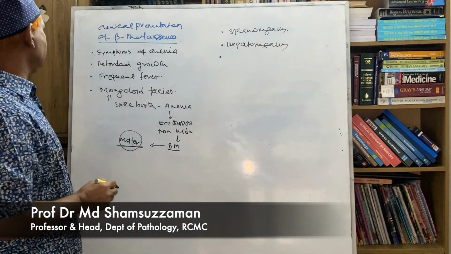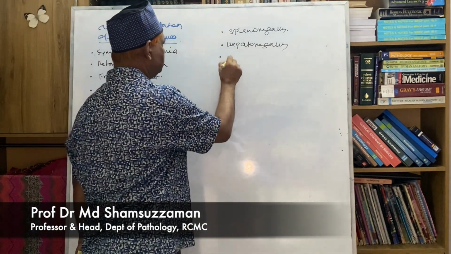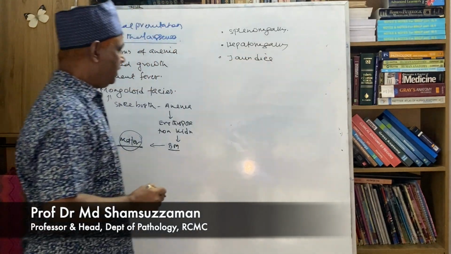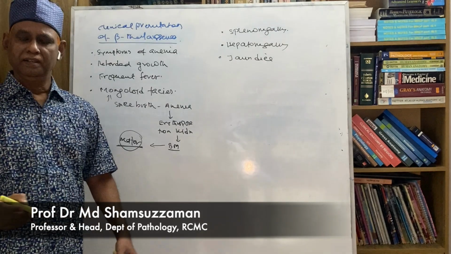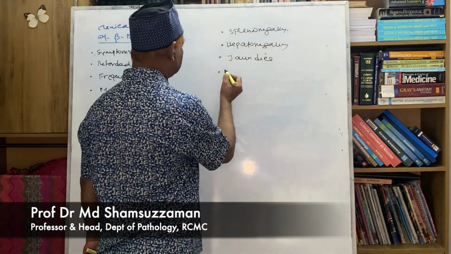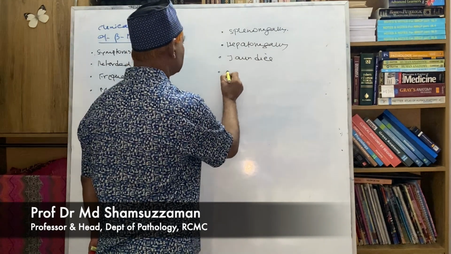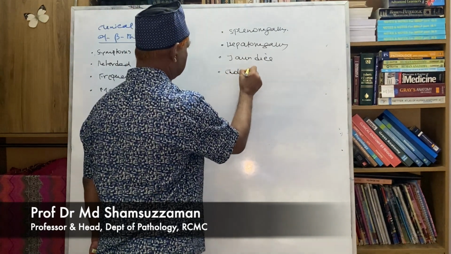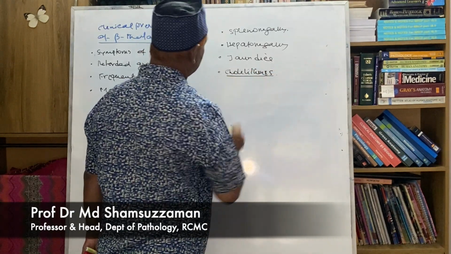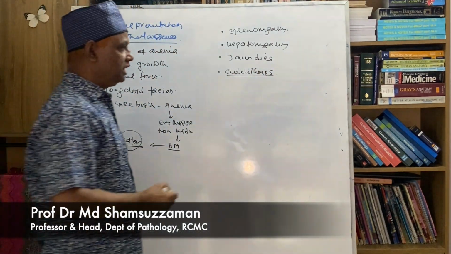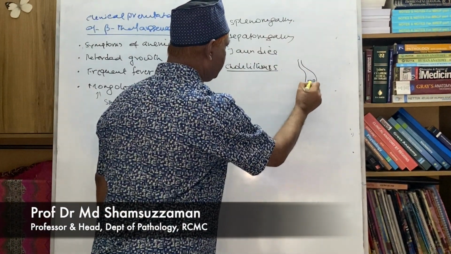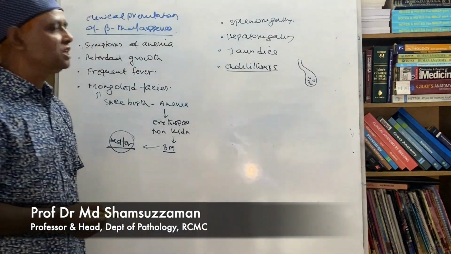The patient may come to you with jaundice. You know, as there is hemolysis, there will be hemolytic jaundice. The patient may come to you with cholelithiasis. The baby may develop a stone within the gallbladder. This is the pigment stone. This is the bilirubin stone.